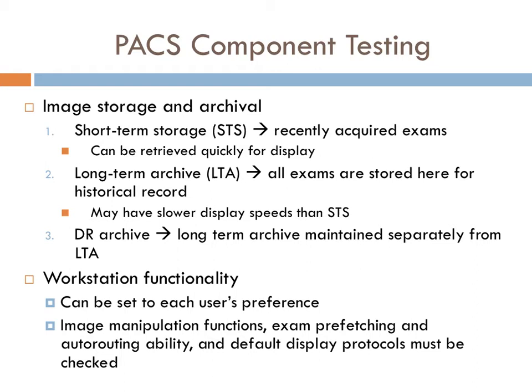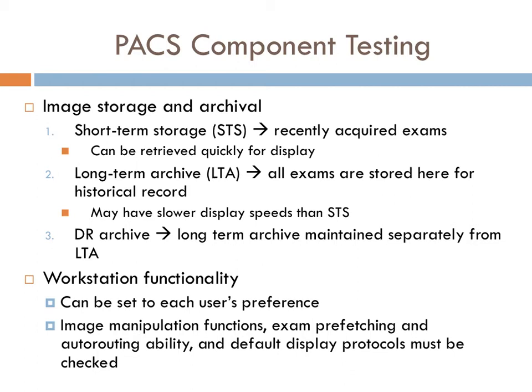Most PACS image archive systems can be divided into 3 levels of storage. This includes short-term storage, which are recently acquired exams, possibly exams waiting to get read, or exams that were pulled or prefetched for review or comparison to the most recent exam. Short-term storage exams can be retrieved quickly for image display.